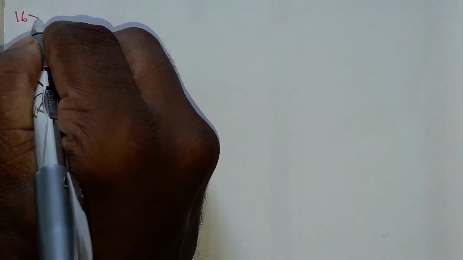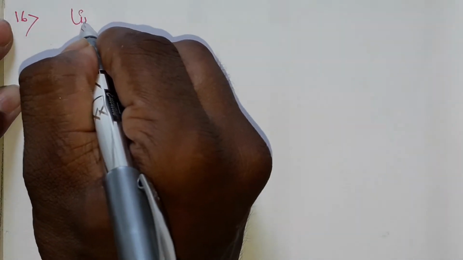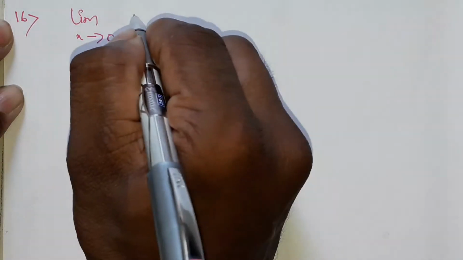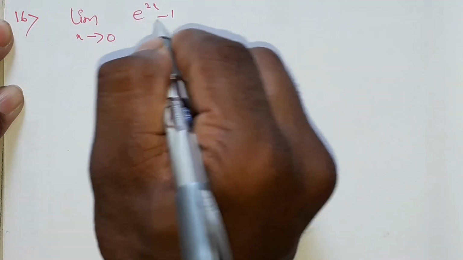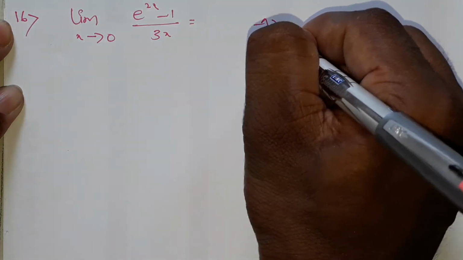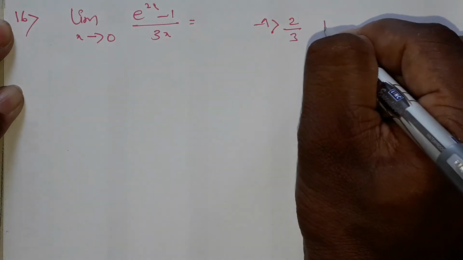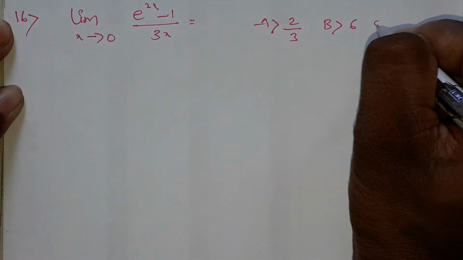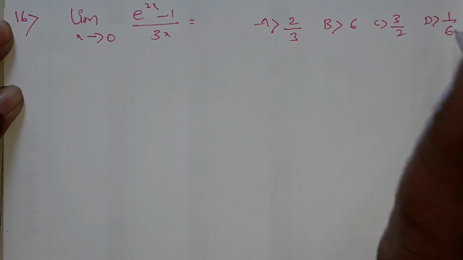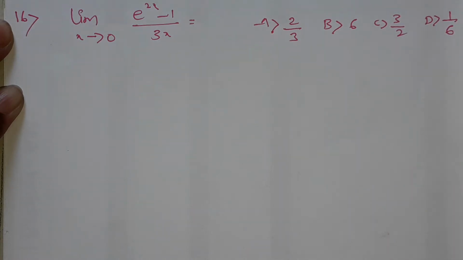16th one. Limit x tends to 0, (e^(2x) − 1)/(3x) is equal to. Option A is 2 by 3, option B is 6, option C is 3 by 2, option D is 1 by 6.